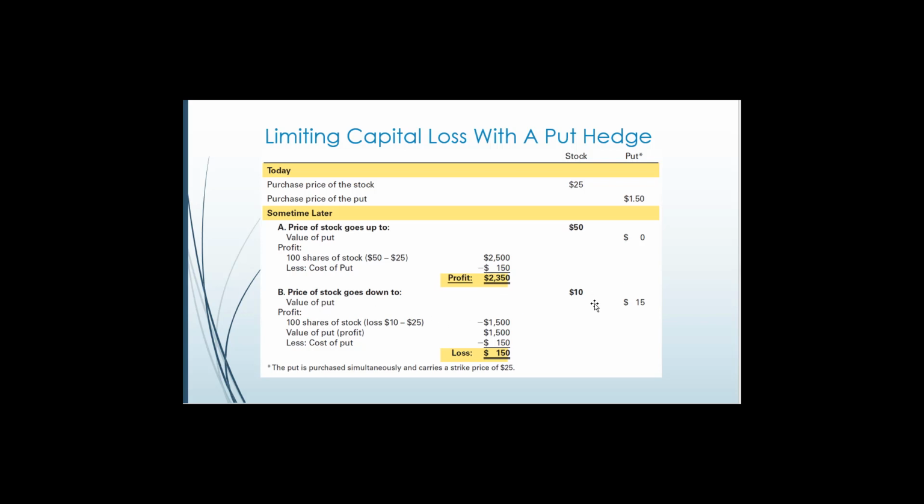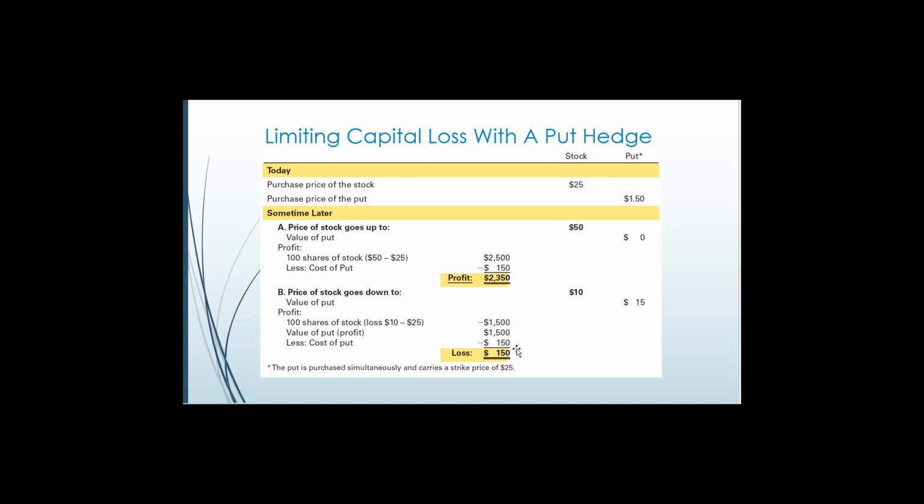The value of the put is $15. The stock price is $10. So what's the value of the stock? You lost $1,500 on the stock, but you made $1,500 on the put. And of course, the net thing is you also have the cost of the put.